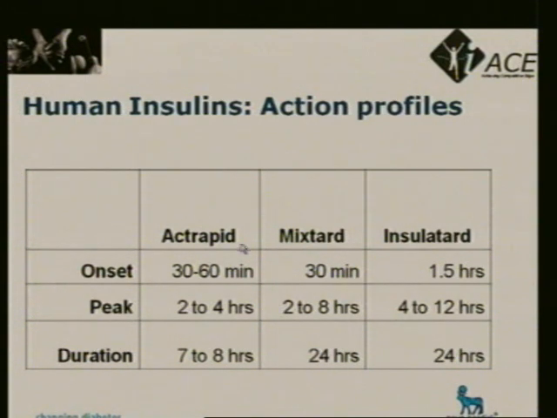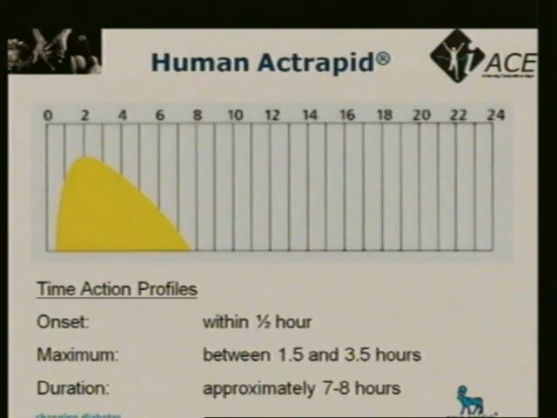We have gone through this slide a couple of slides ago, so I shall skip this slide here. But coming now to human ActRapid, or the regular or soluble insulin, we know that its onset of action is within half an hour, maximum action is between 1.5 to 3 hours, and duration of action is approximately 7 to 8 hours. And this is the human ActRapid molecule demonstrated here on this slide.